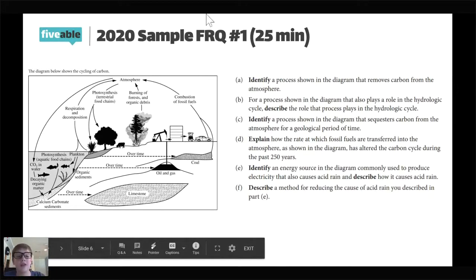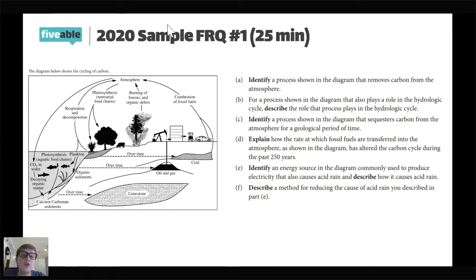Part A is going to be the identify. We have a graph right here that's going to show the carbon cycle. In this FRQ, we see how we can combine Unit 7, because down here in the FRQ, it's going to talk about acid rain.